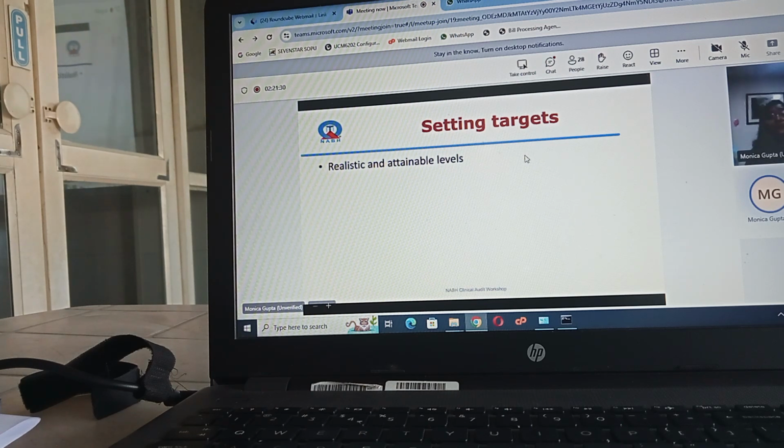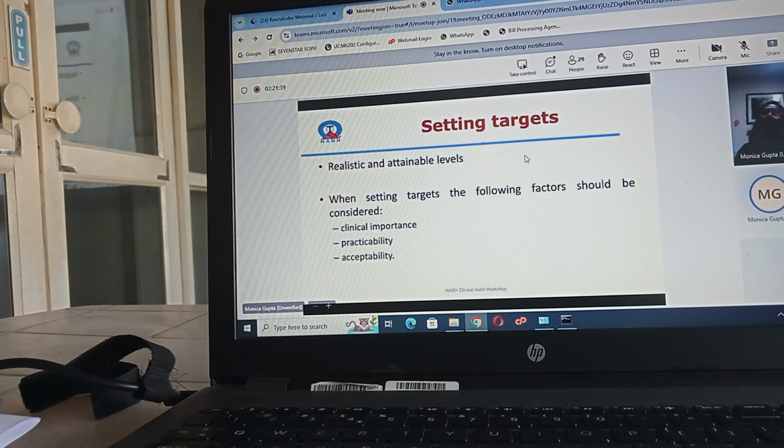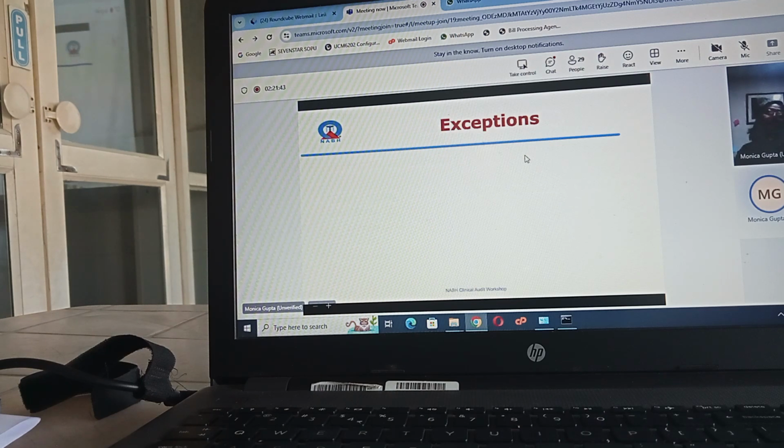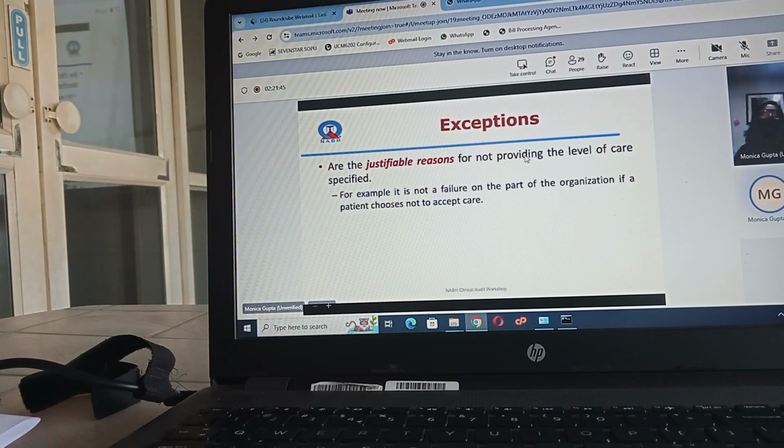How will you measure whether your quality has actually improved or not? When we set targets, we should have realistic and attainable levels, and the following factors should be considered: clinical importance, practicability, acceptability. Then come exceptions. These are justifiable reasons for not providing the level of care specified.